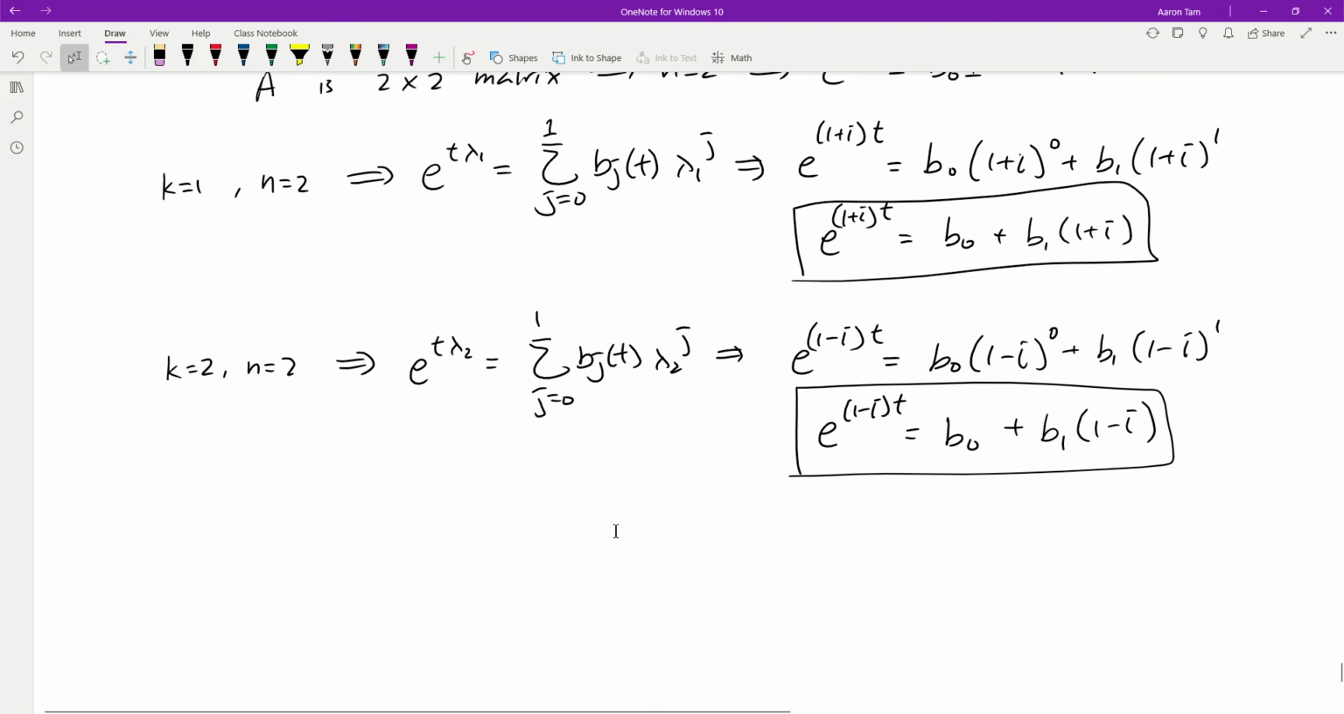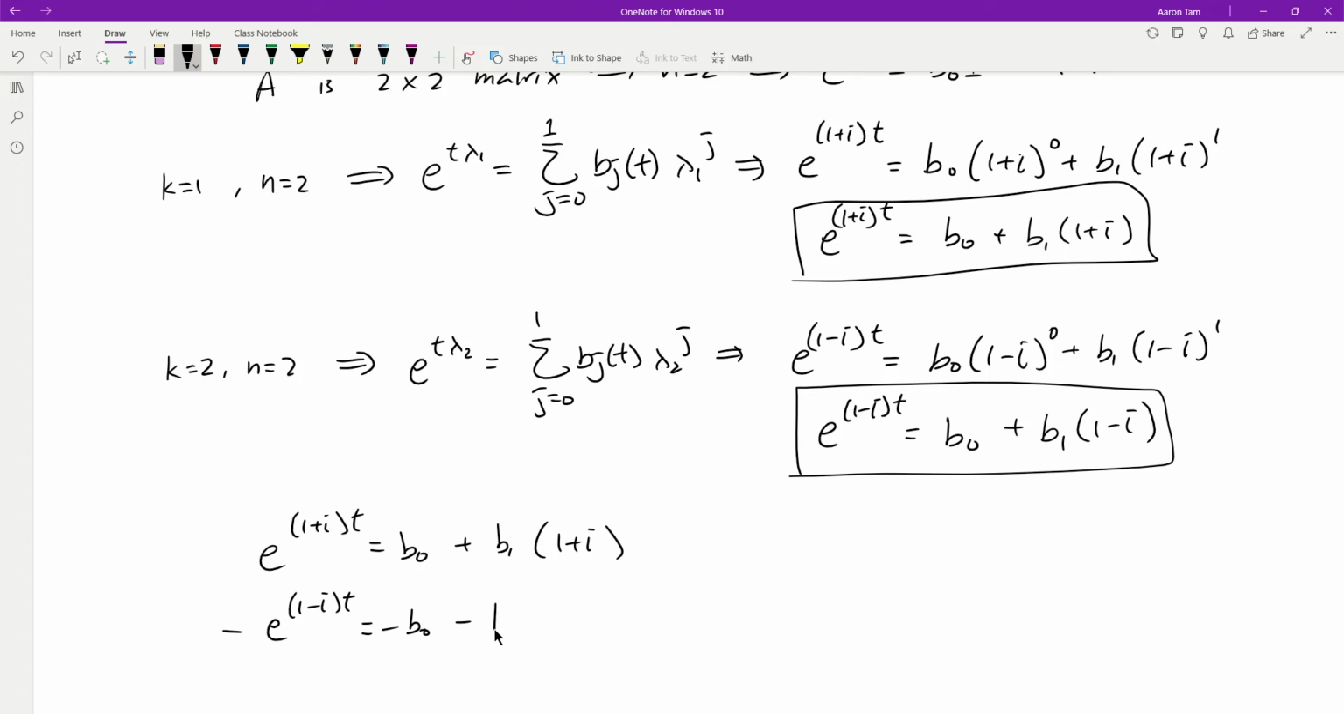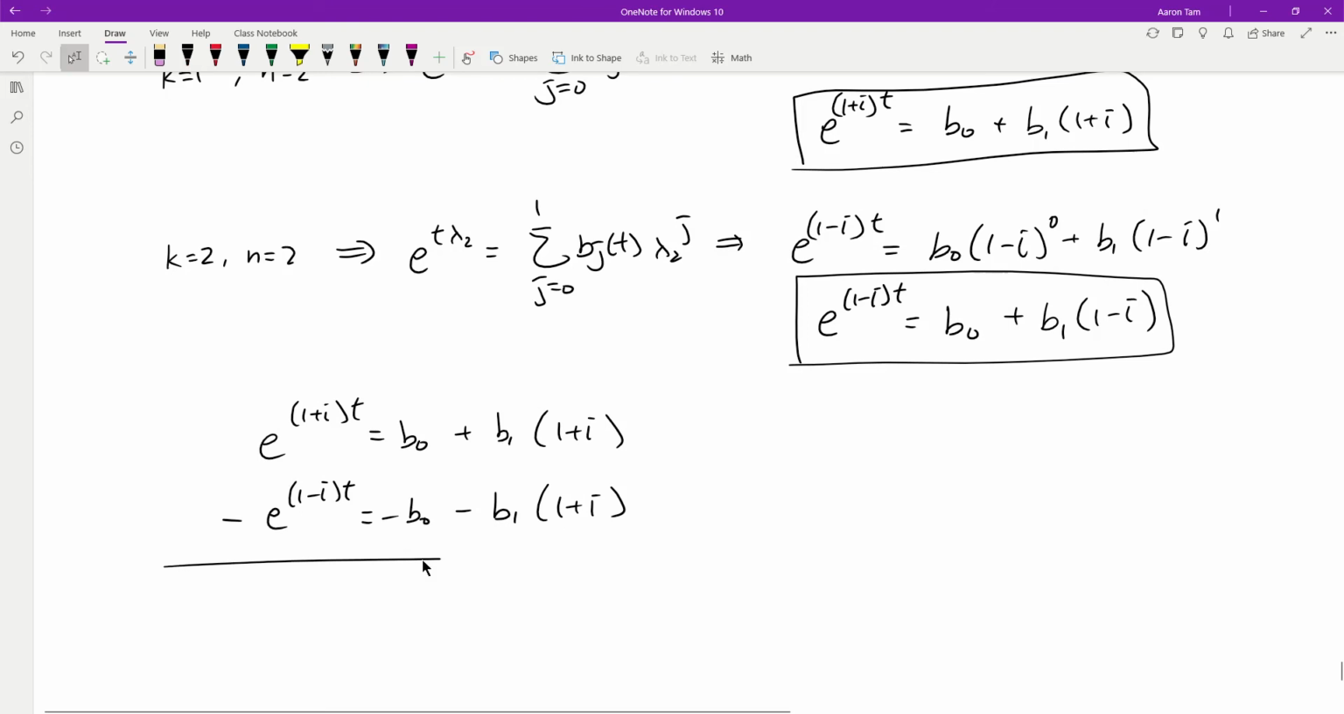So now it's just a matter of using these two equations to solve for b sub 0 and b sub 1. I'm not sure what to do, but I'm going to take the first equation, and take the second equation but negate it. And so now I can add them together. Then b sub 0 cancels out.